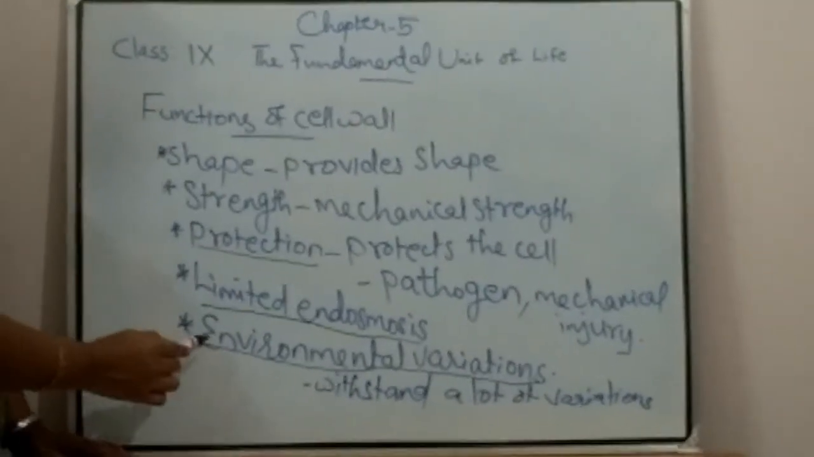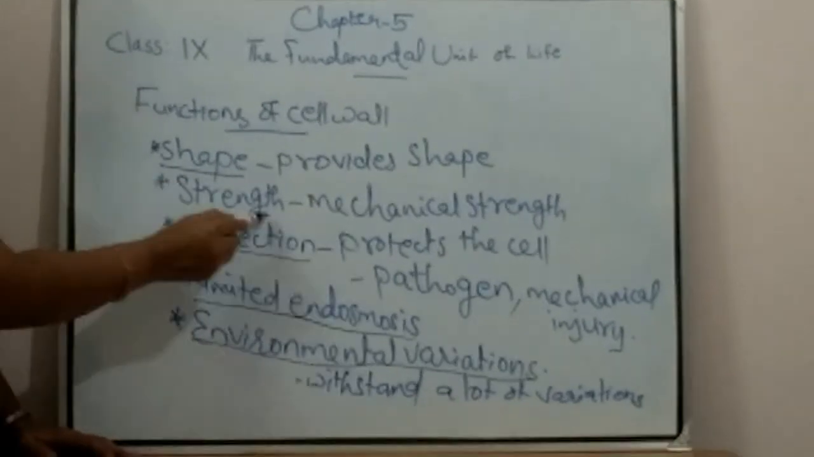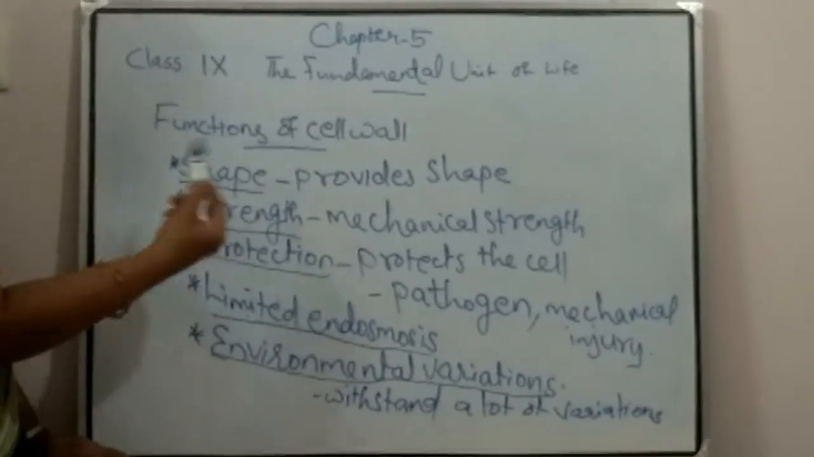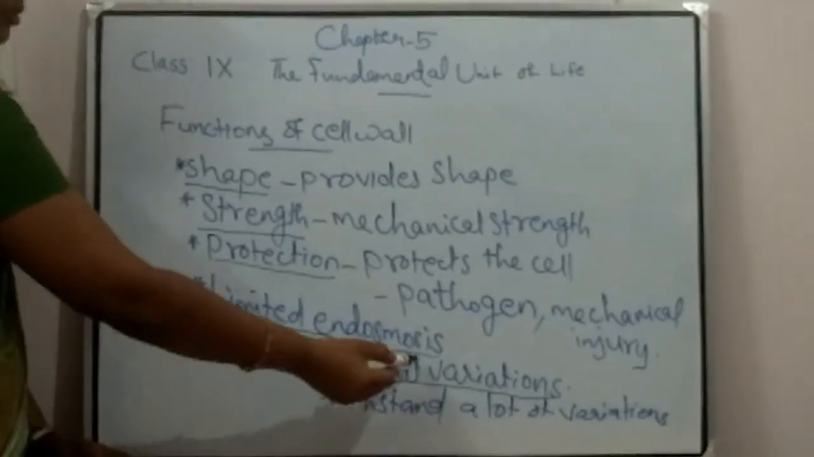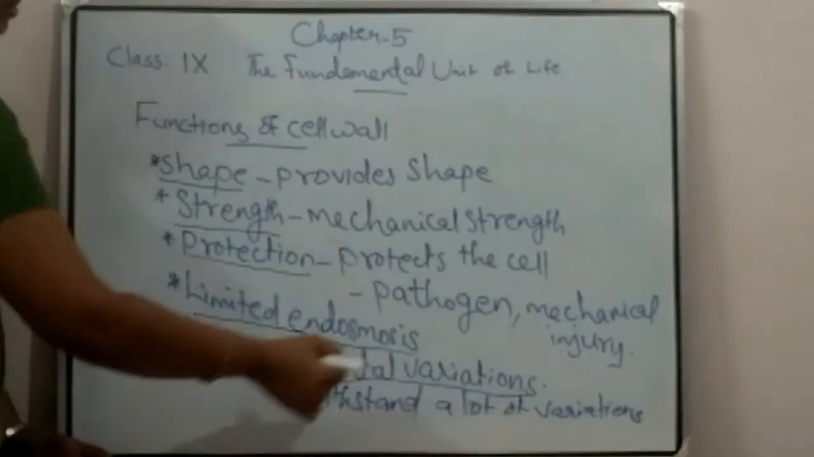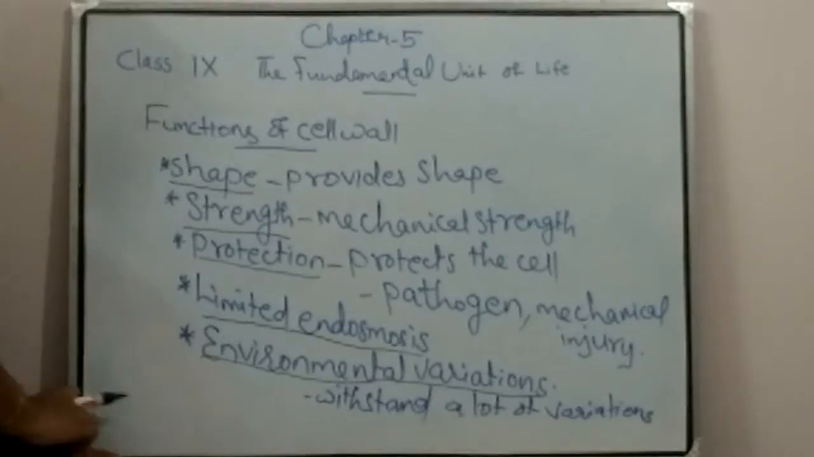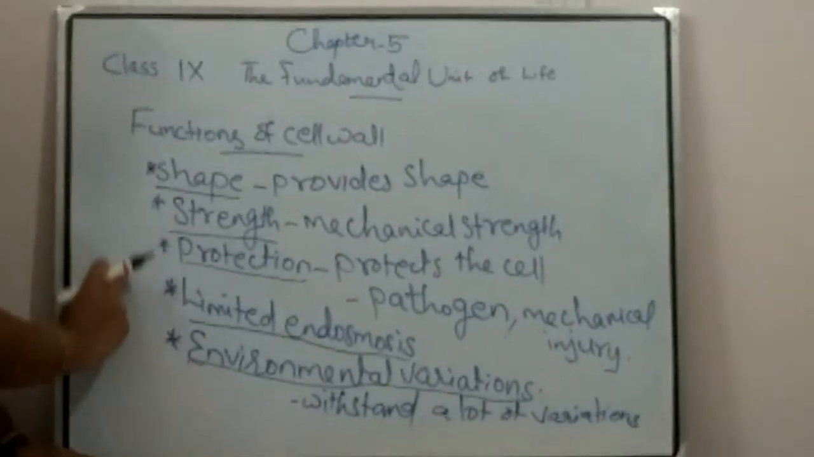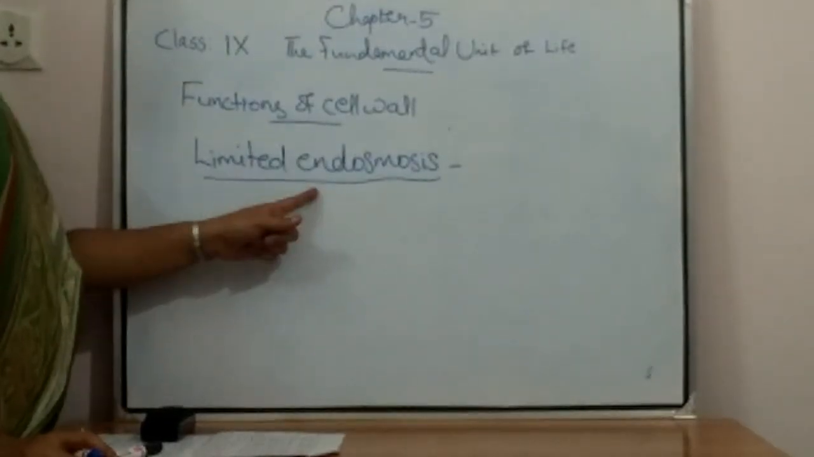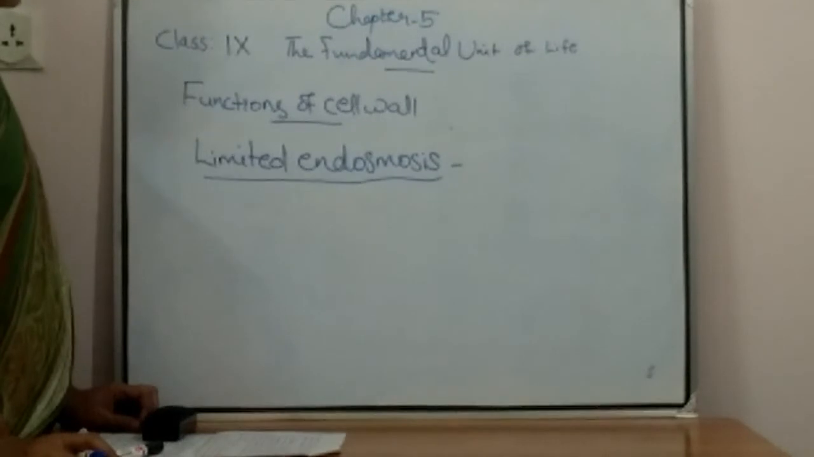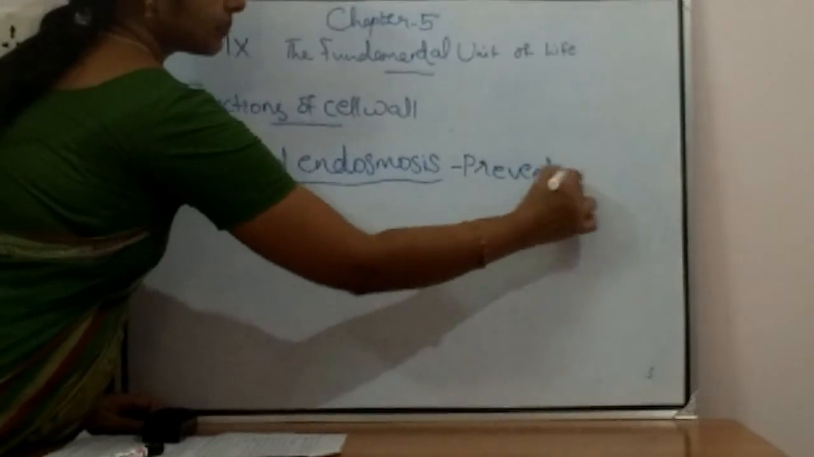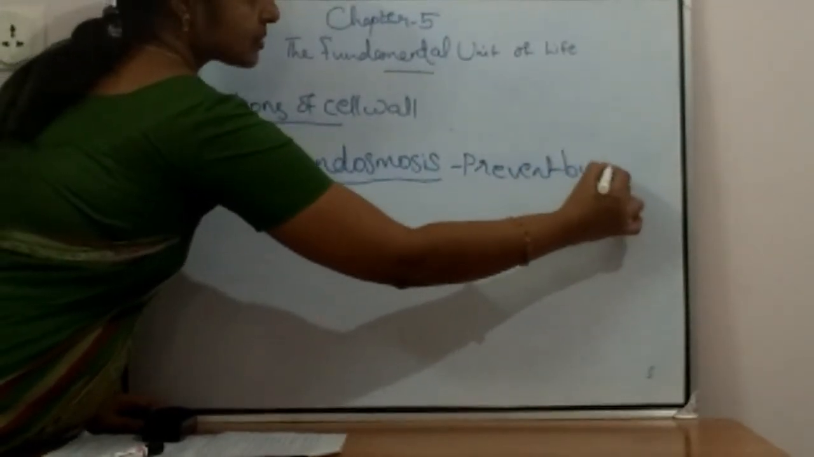So these are the functions of the cell wall. It provides shape, it gives structural strength, protects against pathogens and from mechanical injury, and it limits the endosmosis process. With environmental variations, the cell can withstand a lot of variations in the surrounding medium. So these are the functions of the cell wall. Out of the functions, this limited endosmosis is very important because the cell wall prevents what? Prevents bursting of the cell.